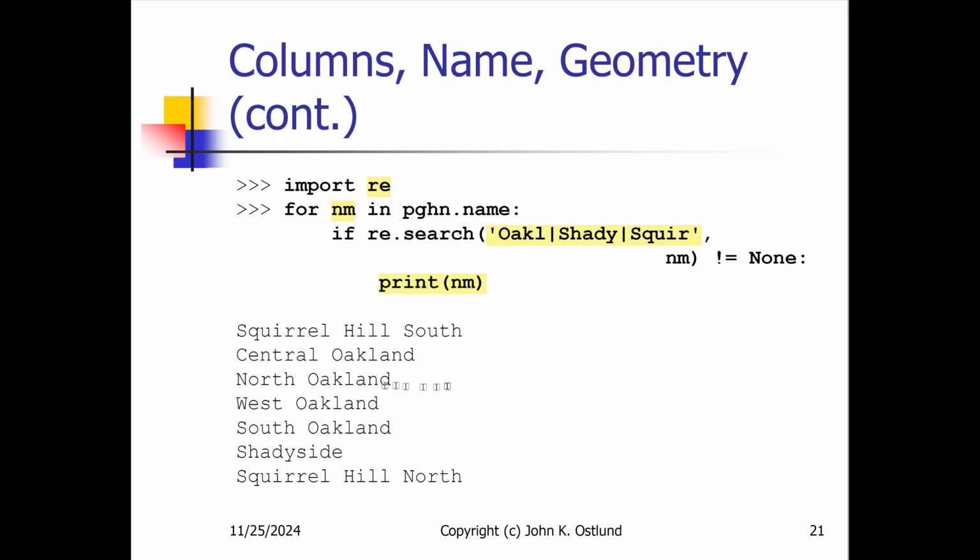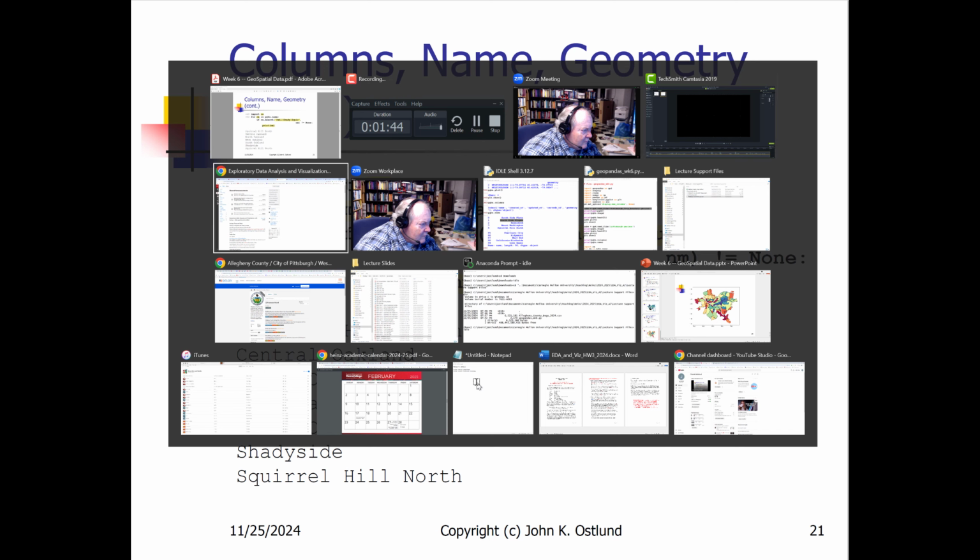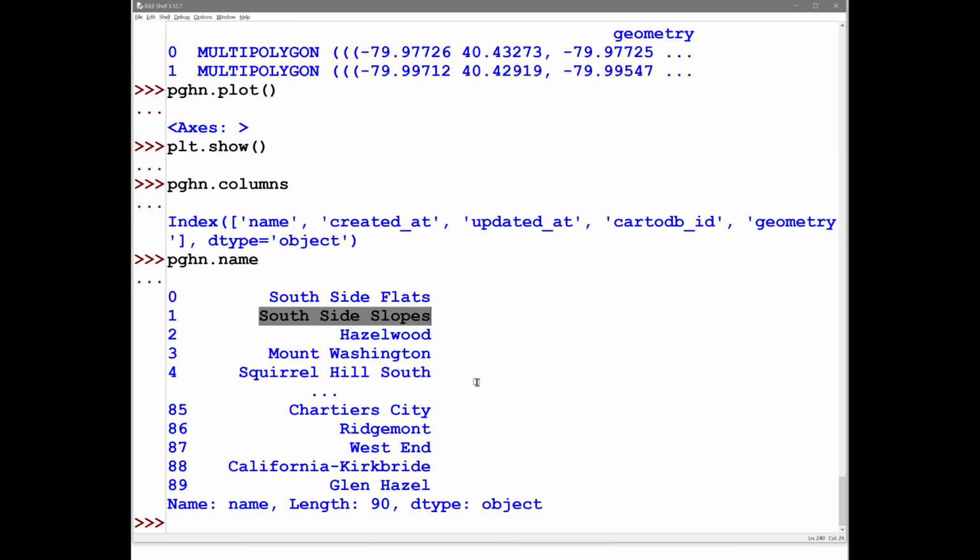All right, well, let's confirm that this search does in fact find the neighborhoods that we know are right in our vicinity. Let me pull up my, here we go. And let's go ahead and type in this code.